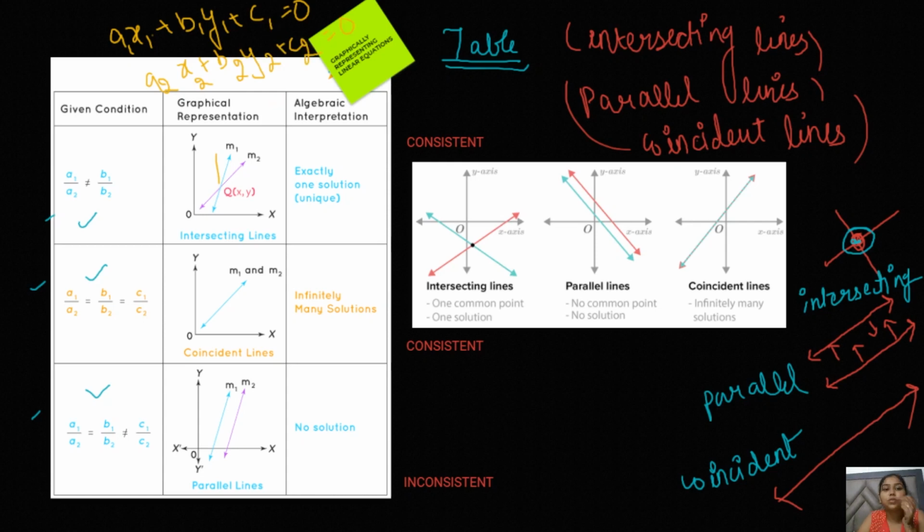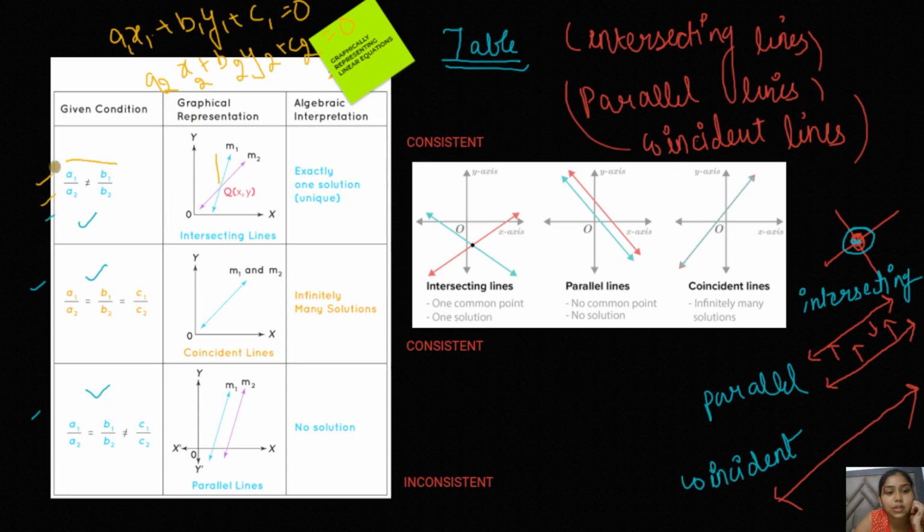You can easily understand that a1 and a2 are the coefficients of x1 and x2, and b1 and b2 are the coefficients of y1 and y2. So the condition is that in the case of intersecting lines, a1 by a2 is never equal to b1 by b2.